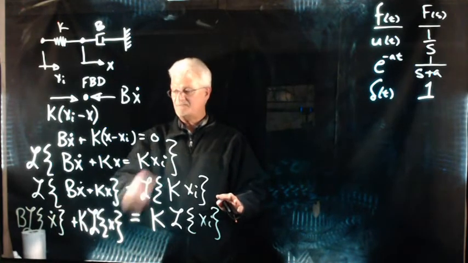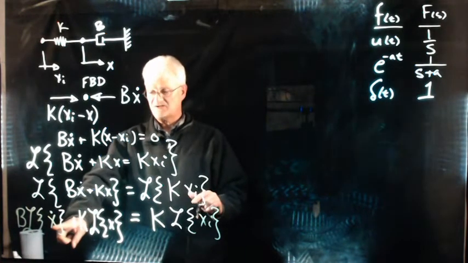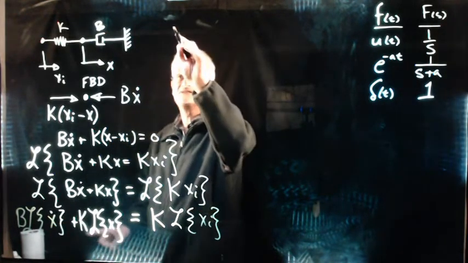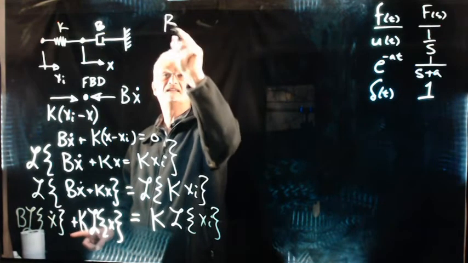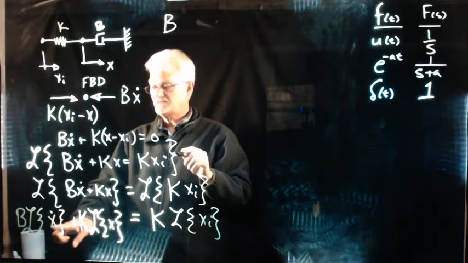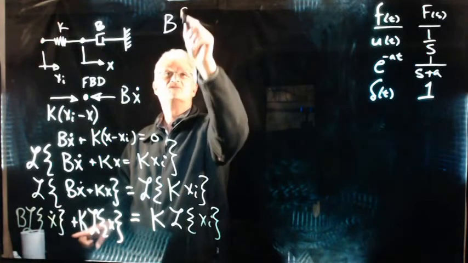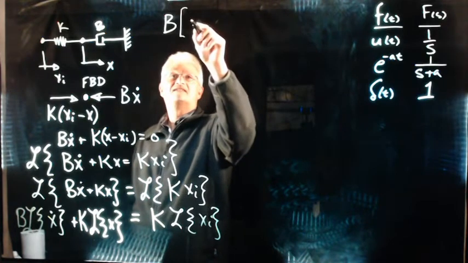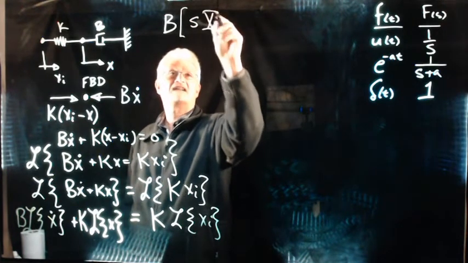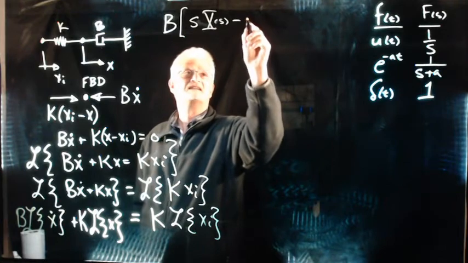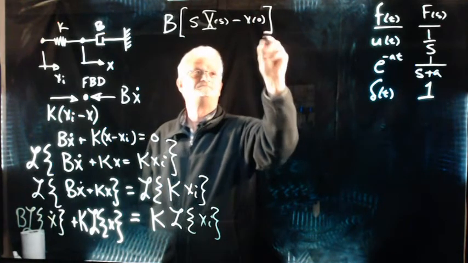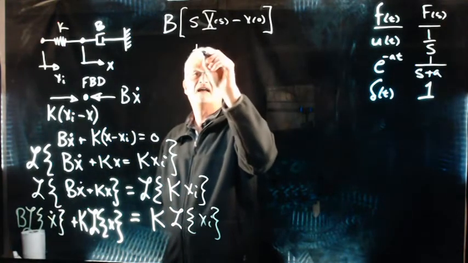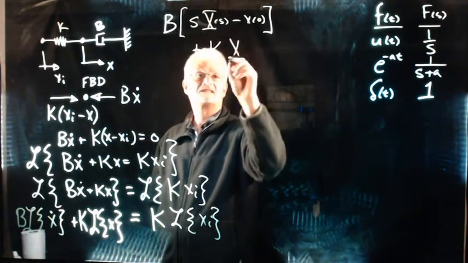I haven't changed anything here, and I'm still going to plug in what the Laplace transform is. So I'm going to start up here again. This is going to be b, and I'm going to take the Laplace transform of x dot. So we'll start a square bracket here. The Laplace transform of x dot is just s times X of s minus x at time 0. That's the Laplace transform here. And then I can say plus k times X of s.